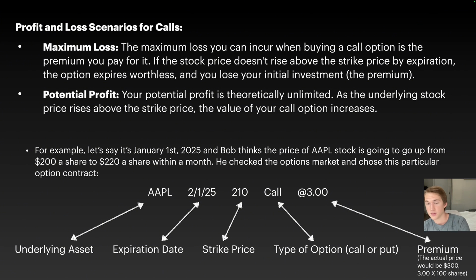The type of option is a call because he believes it's going to go up. So remember, you buy a call when you think the price of a stock is going up, and you buy a put when you think the price of a stock is going down, because puts go up in value when stocks fall, and calls go up in value when stocks go up. And he bought it at $3. That, remember, would be times 100, so he paid $300 for this option contract.